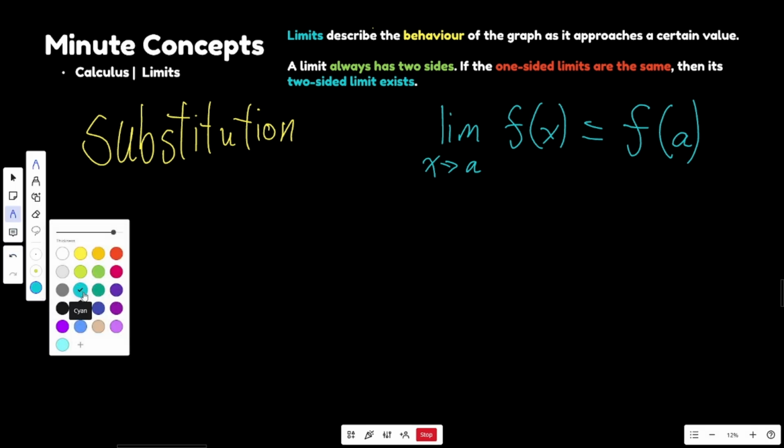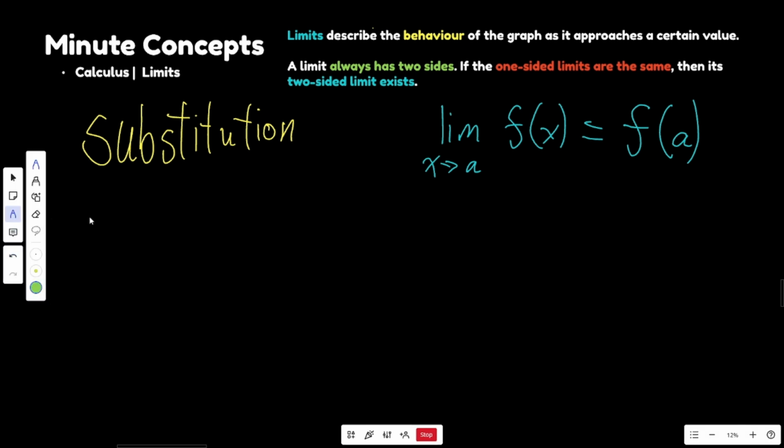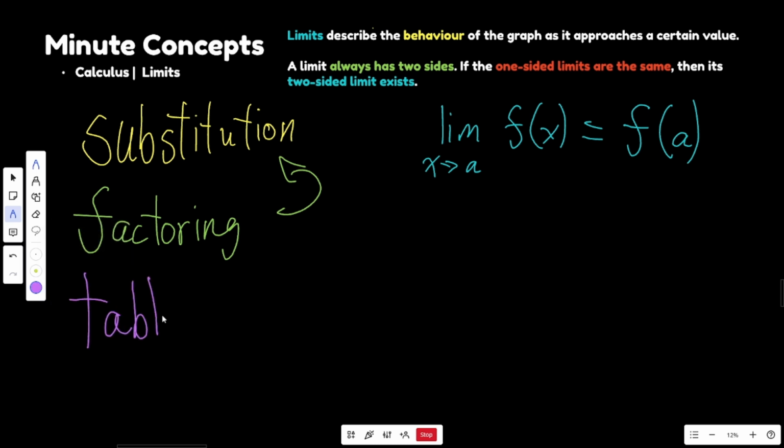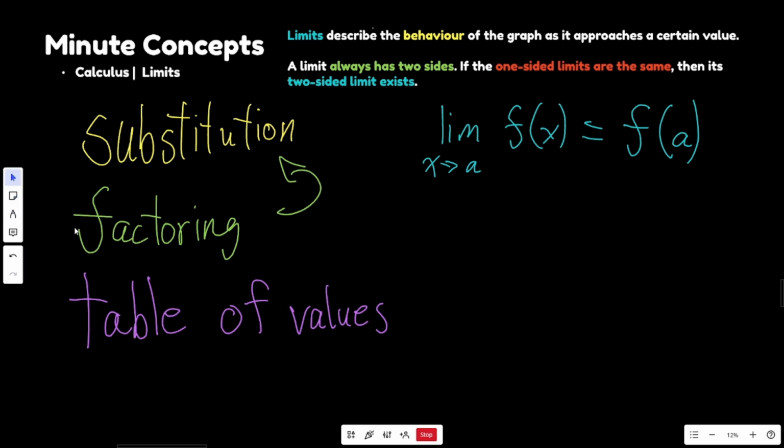And we also have factorizing or factorization, so factoring followed by substitution. So basically it just goes back. And we also have table of values. Now the table of values is the longest one to do, but in some situations it is necessary, particularly when we are dealing with limits that are approaching infinity. So let's try and understand substitution, factoring, and table of values one by one.